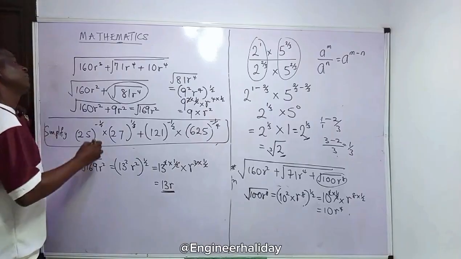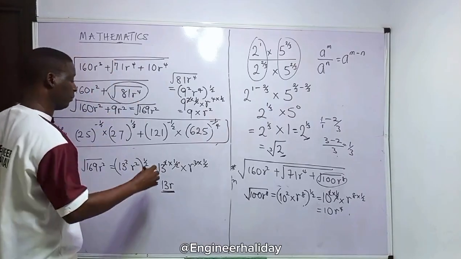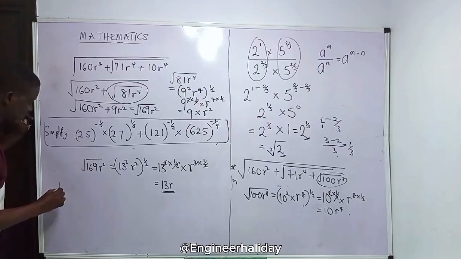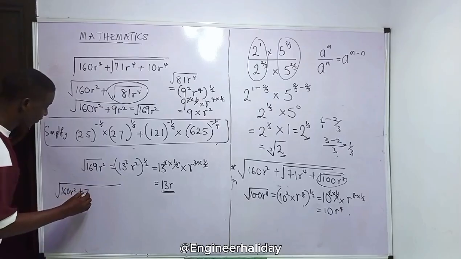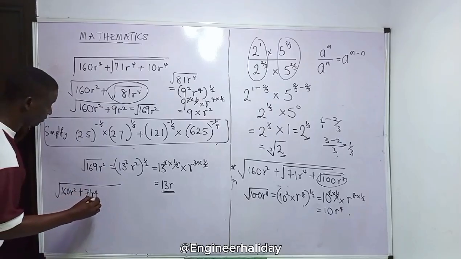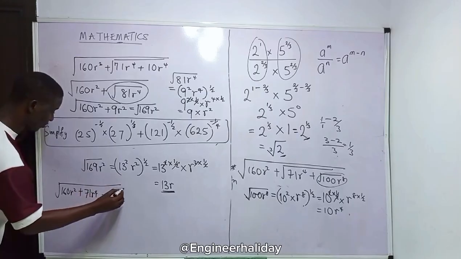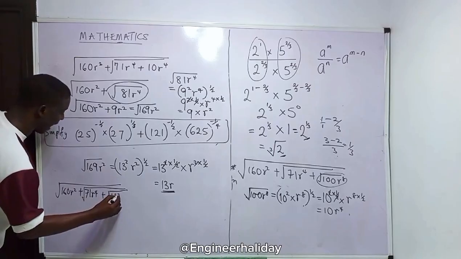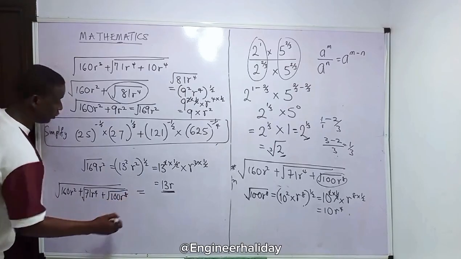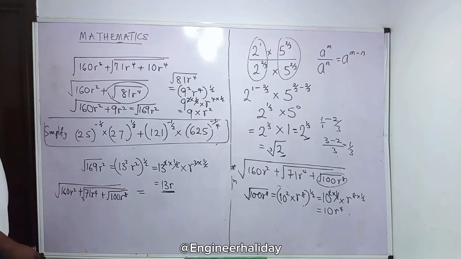So I believe that the solution given to us from the beginning, which is the square root of 160 r squared plus 71 r^4, plus the square root of 100 r^8, will be equal to that. So we have reduced it this way.